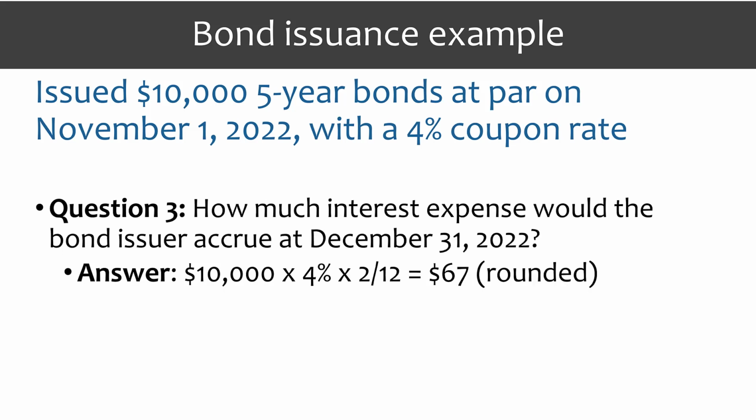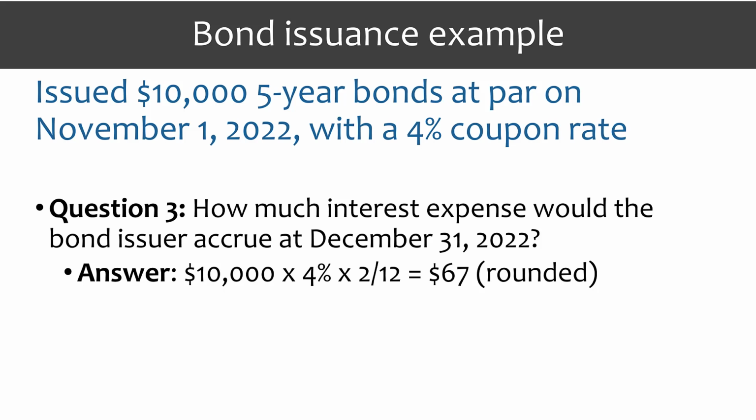For the third question for this example, how much interest expense would the bond issuer accrue at December 31st, 2022? The answer would be calculated as the $10,000 face value times the 4% coupon rate times 2 months divided by 12 months to get $67. The 2 months comes from the time period of November 1st through December 31st. Also note that I have rounded the interest amount to the nearest whole dollar here.